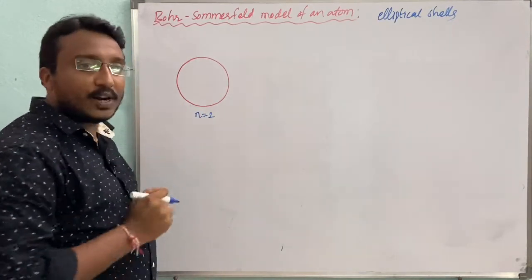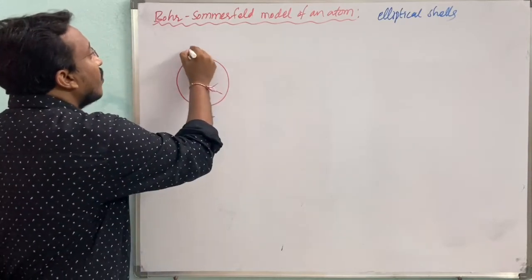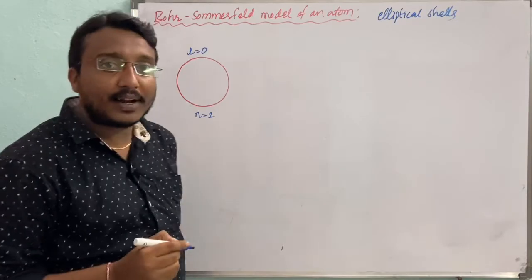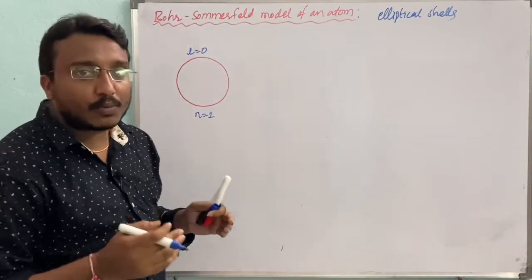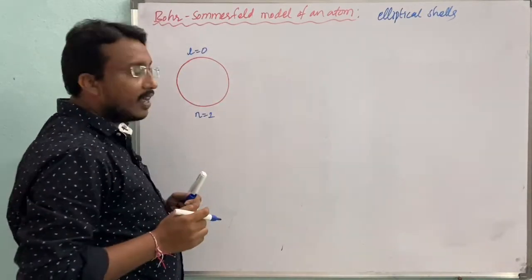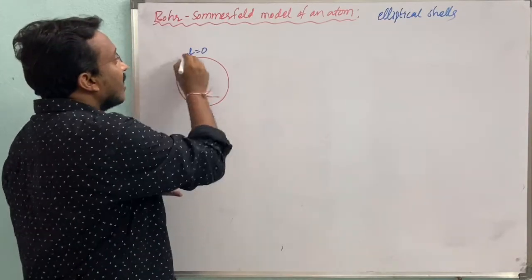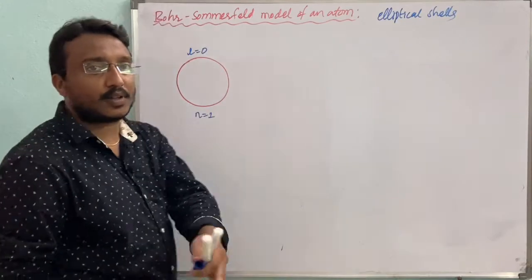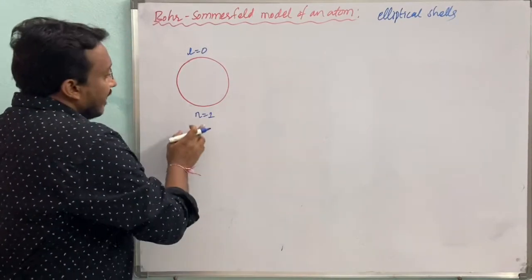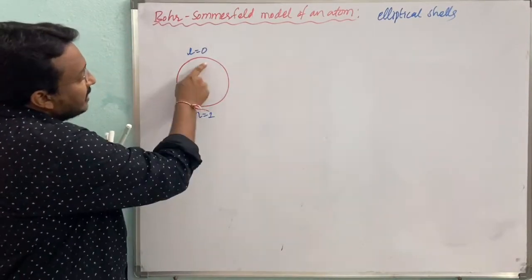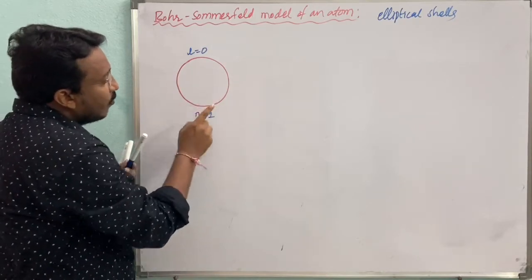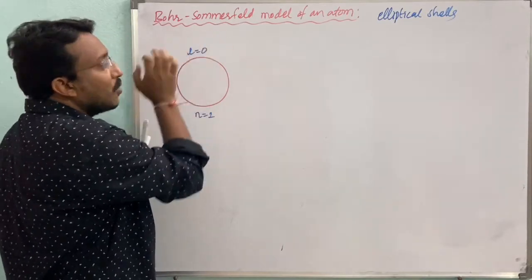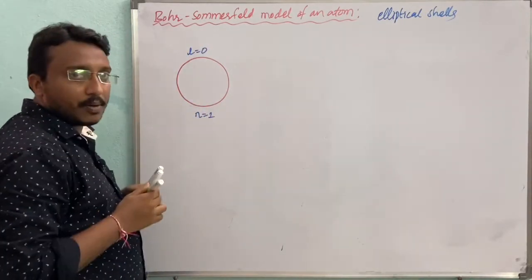If n equals 1, n means the principal quantum number, and l equals 0. l means the angular momentum quantum number. Sir, what is the principal quantum number? What is the angular momentum quantum number? We will discuss in our next class, very clearly. Here, the first shell has only one subshell, that means l equals 0, which will be in a circular path.